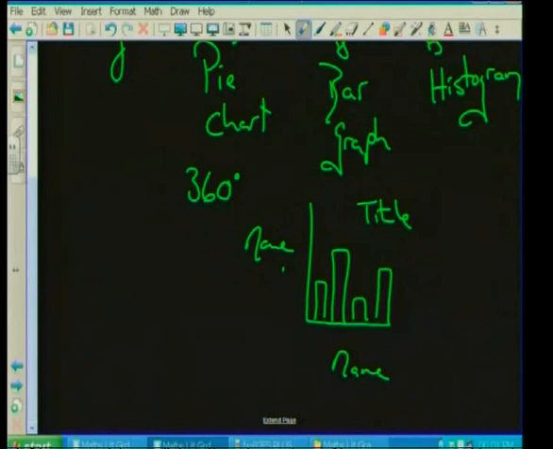And because they're separate little things, they each got their own little bar. Okay. Now, a histogram is very similar to the bar graph. Very similar. Because a histogram also has a set of axes. It also has a title. It also has a name on the horizontal axis. It has a name on the vertical axis.